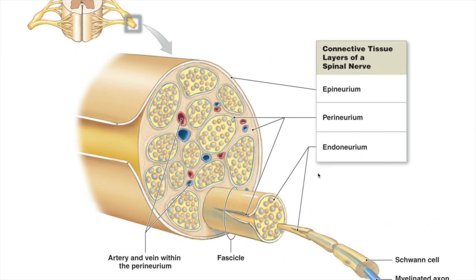This is a spinal nerve, and it looks sort of like a muscle. It's arranged into fascicles, just like a muscle was, and it has connective tissue coverings, just like a muscle does. And the covering around a whole muscle is called the epimysium. The covering around a nerve is called the epineurium. And then the covering around one fascicle is called the perineurium. And then around each individual neuron or axon, you have the endoneurium.